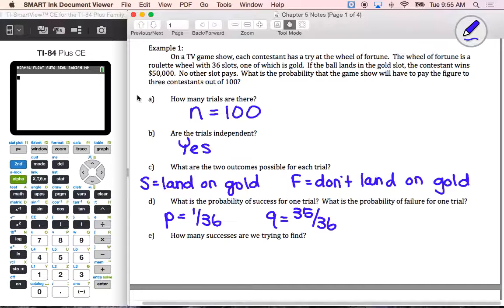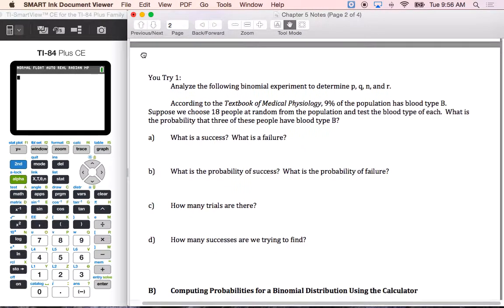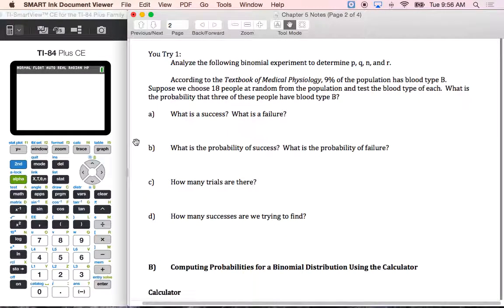They want to know how many successes we are trying to find. We want 3 contestants to win. So our R is going to be 3 because we want 3 successes. Now for this next one, I want you to try this one. Pause the video, read through everything just like we did in example 1, and see what you can do on your own.